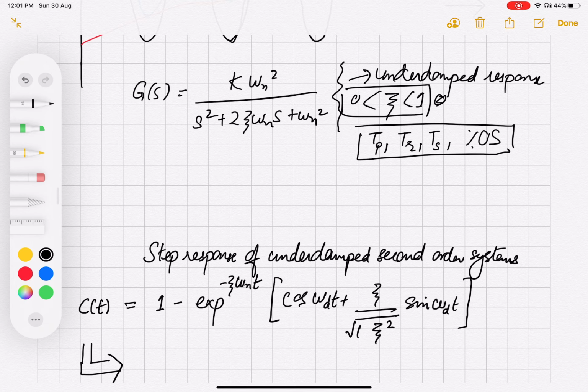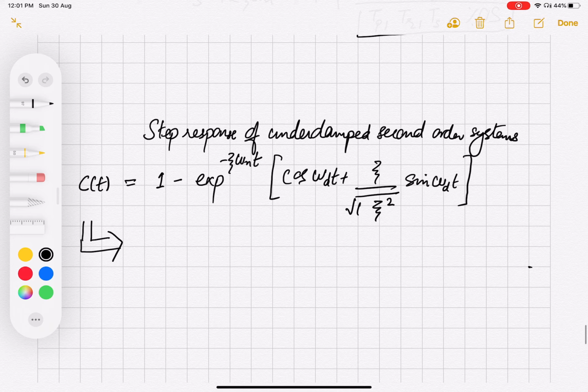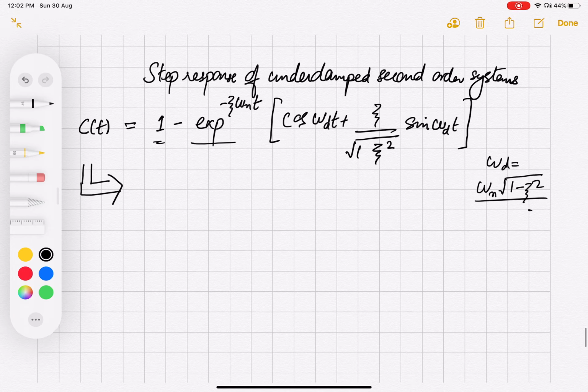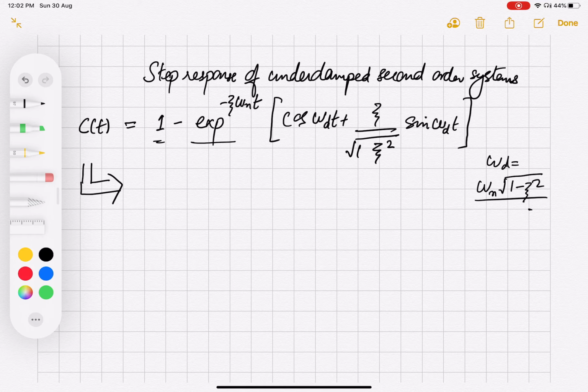The step response that we derived after taking the Laplace inverse of C(s) is given by this expression: c(t) is equal to 1 minus e to the power minus zeta omega n t times cos omega d t plus zeta upon under root of 1 minus zeta square sin omega d t. Here omega d is the damped natural frequency, which is omega n times under root of 1 minus zeta square. This response can be written in two ways to simplify it.